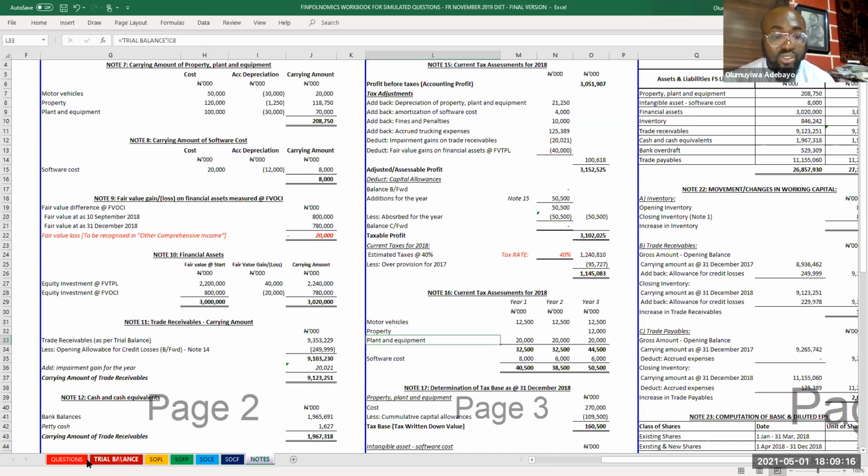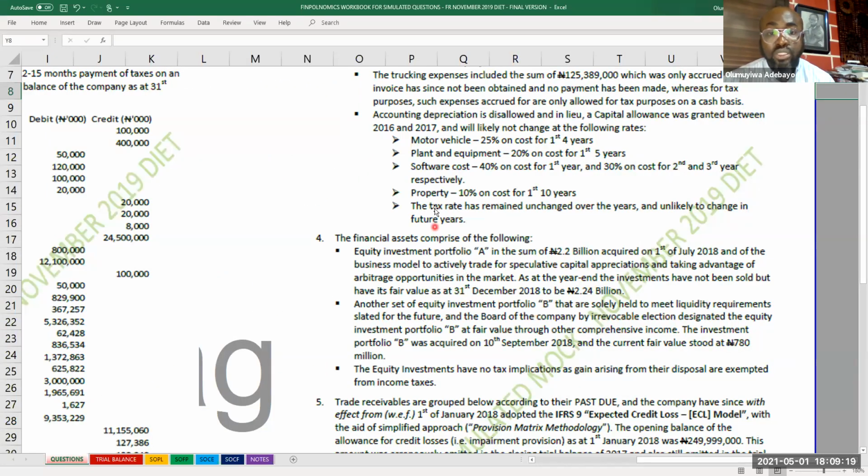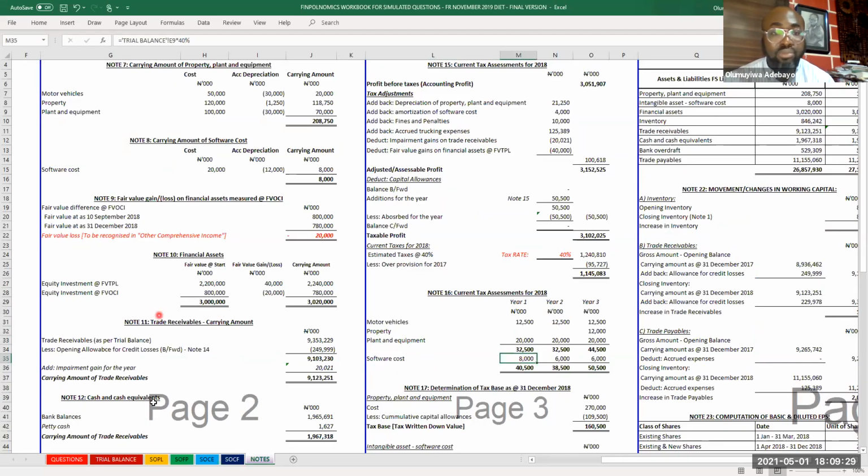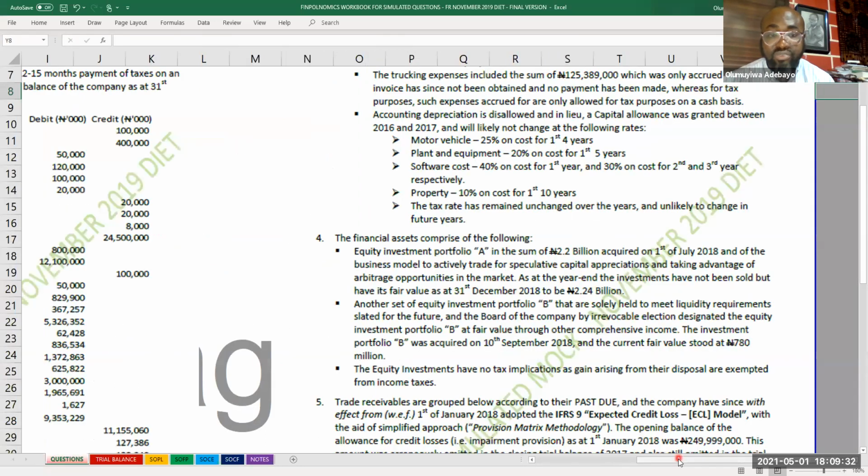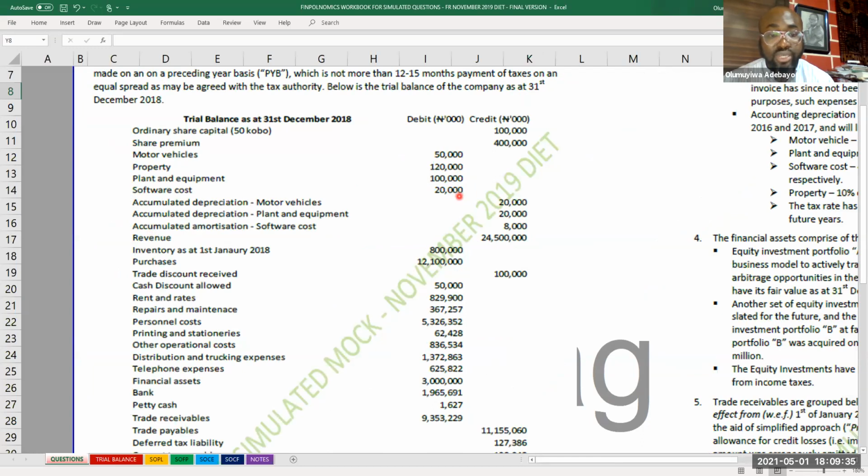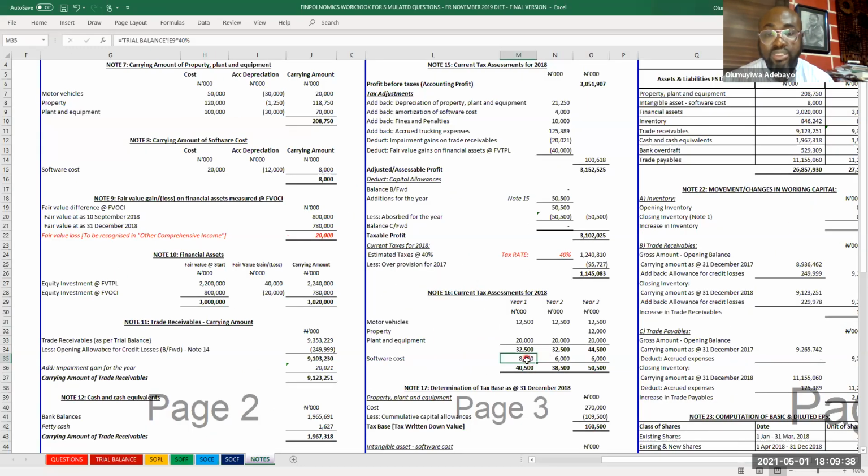Software cost. Software is 40% in year one, 30% in year two, and 30% in year three. Therefore, 40% in year one is 8, because the software cost is how much? Software cost is 20,000, which means in year one, we charge 40% of 20,000, which is 8,000, 30% in year two, and 30% in year three. And that is how we arrive at our total capital allowances, which we are to consider here as additions for the year. Okay, that speaks to that.